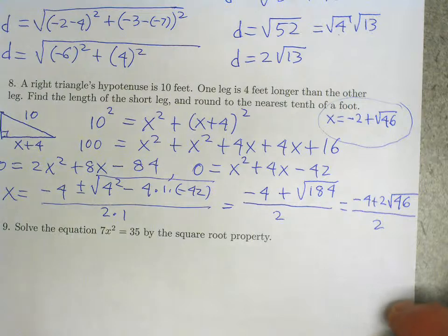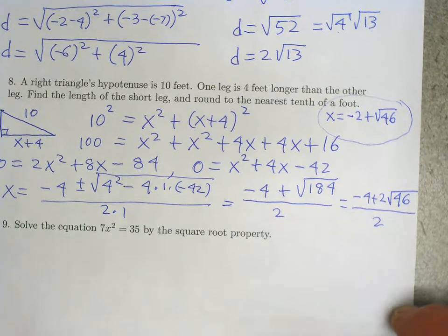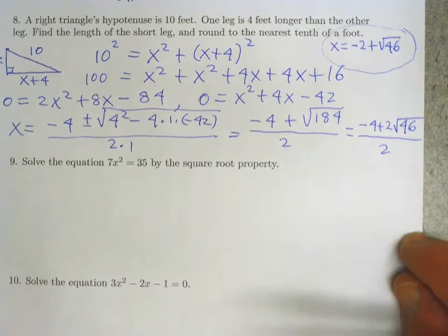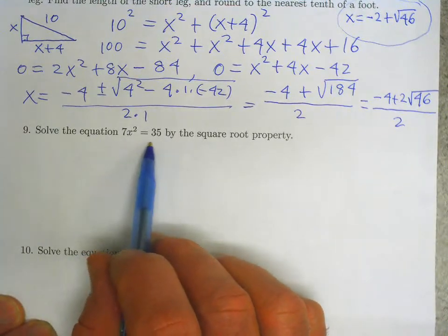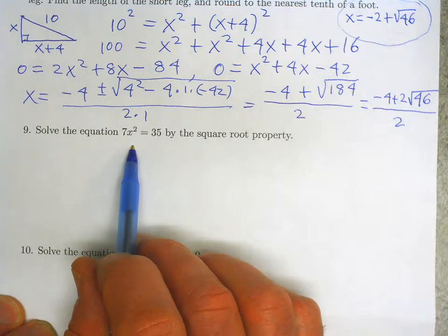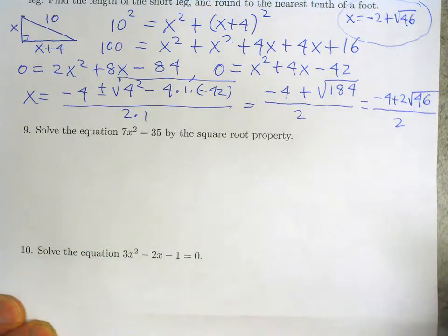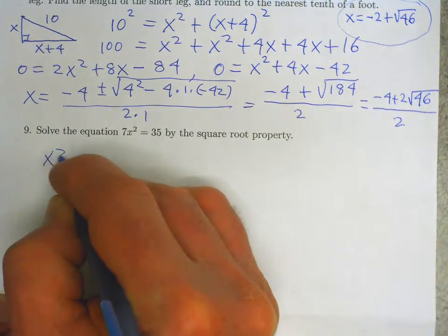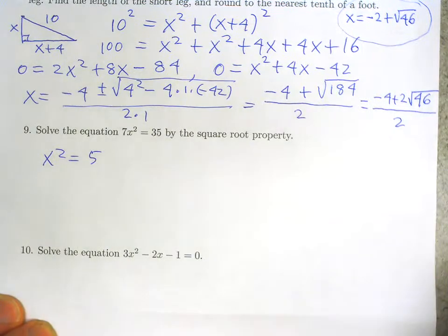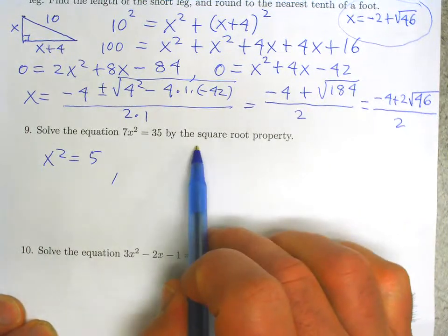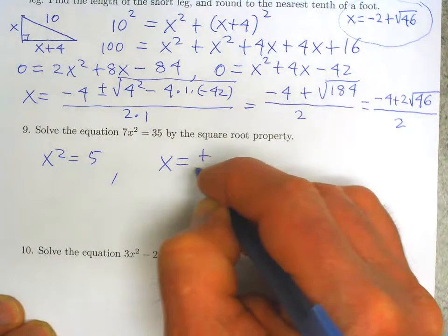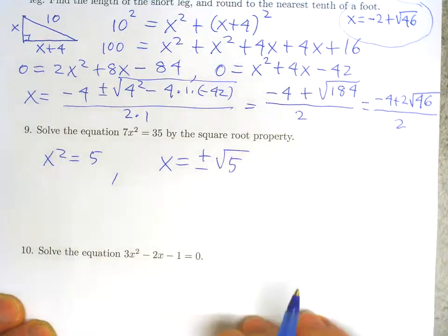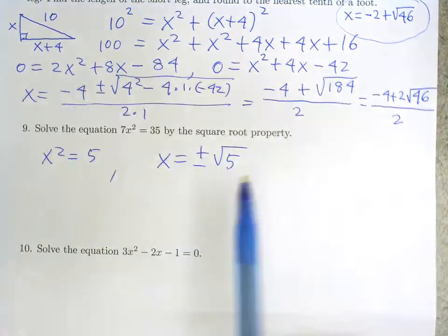Okay, the next problem, solve the equation 7x squared equals 35 by the square root property. Okay, so first divide both sides by 7, and we get x squared equals 5. And then the square root property, since x squared equals 5, x equals positive and negative square root of 5. So that's all there is to that.